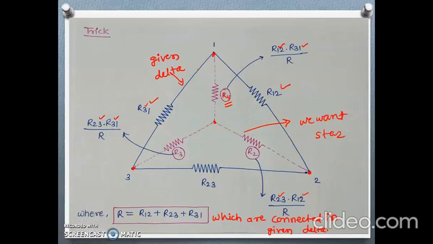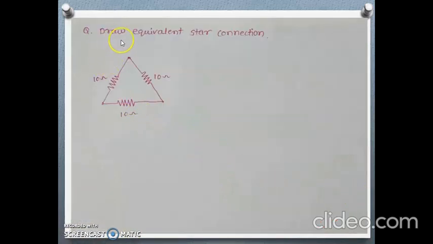Now, let's solve some numericals based on that. The question is: draw the equivalent star connection. We have been given this delta network and we have to convert it to a star network. First we will draw this network. Suppose these are the 1, 2, 3 terminals, then this also has 1, 2 and 3 terminals. We want these values. Observe that in the given delta all the resistances are identical.